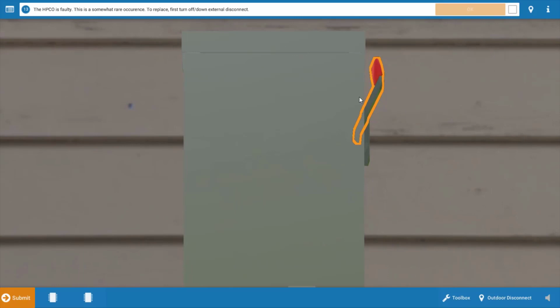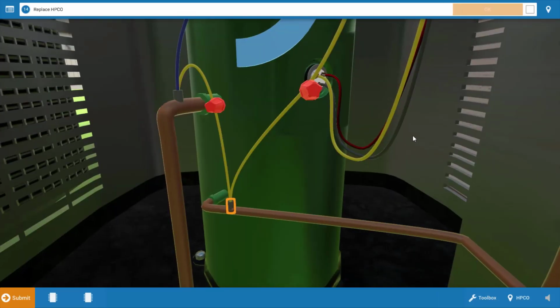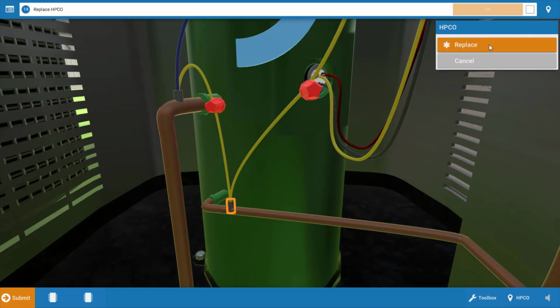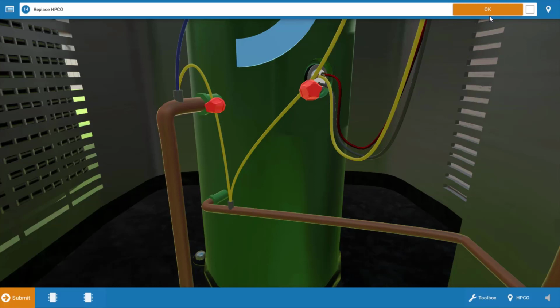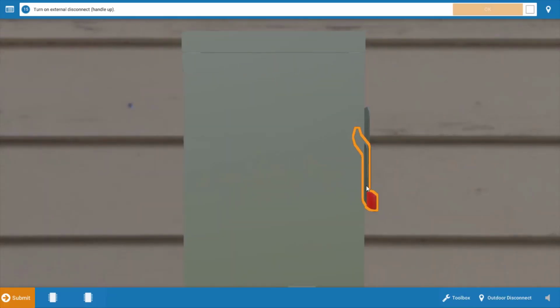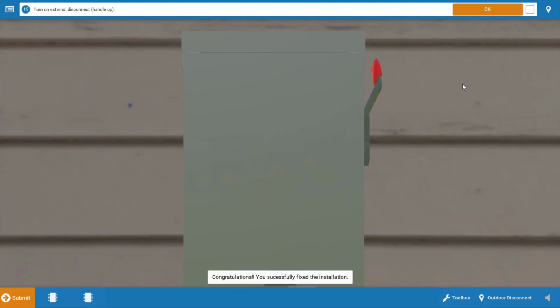Now remember, turn the power off before you replace any electrical components. Once you've turned the disconnect off, click OK on the procedure guide, and we can then click on the high pressure cutout and click replace on the menu. And this solves our problem. Now our next step is to turn the power back on, so we reestablish power back to the unit, and verify one full cycle of operation to make sure everything else is working properly.